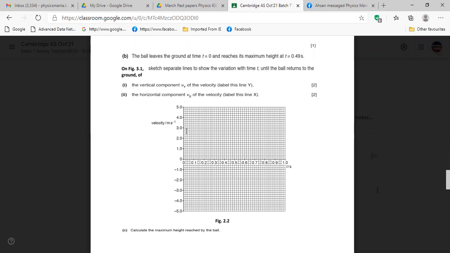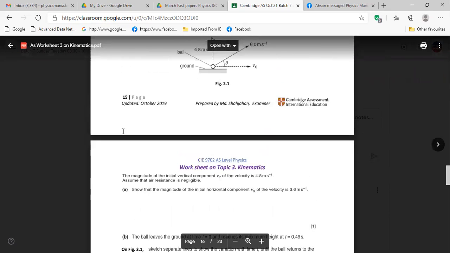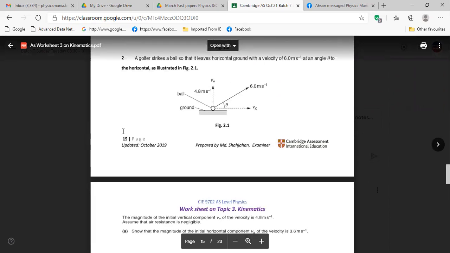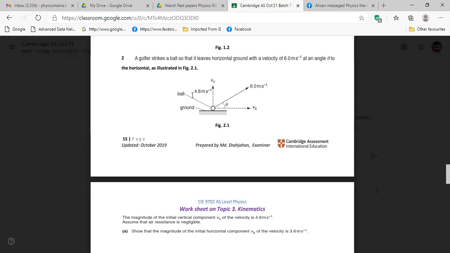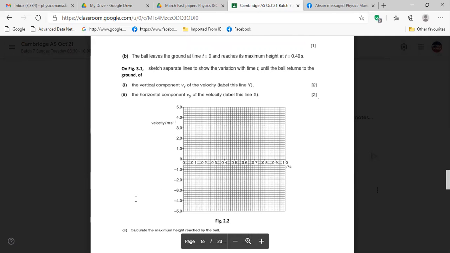So here we have the velocity. You see, the vertical component of the velocity and the horizontal component of velocity are both available here, right? So the vertical component of velocity you got 4.8. So you start your graph from 4.8 from here, right?